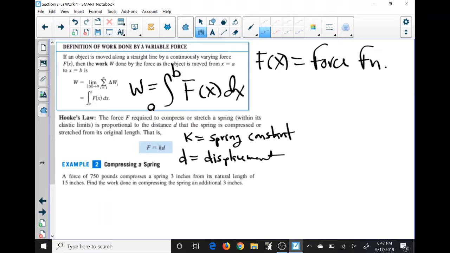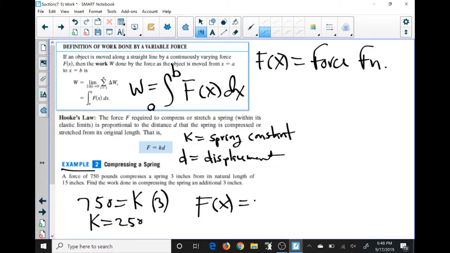So if we look at this example number 2, it says that a force of 750 pounds compresses a spring 3 inches. So 750 pounds is our force, and 3 inches is our D. So we have enough information to solve for K. Divide both sides by 3, and we get that the spring constant in this example is 250. We can now write our f of x, our force function, as K, which is 250, times x, which is our displacement. So we're going to use x as the variable for changing displacement.